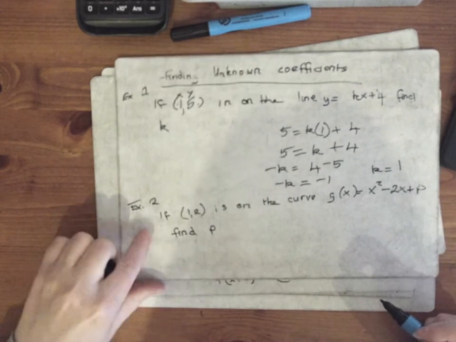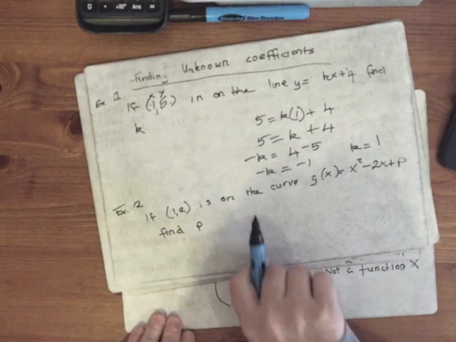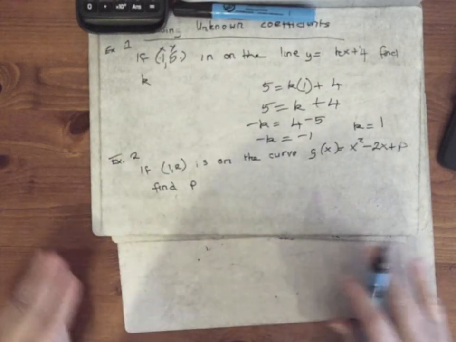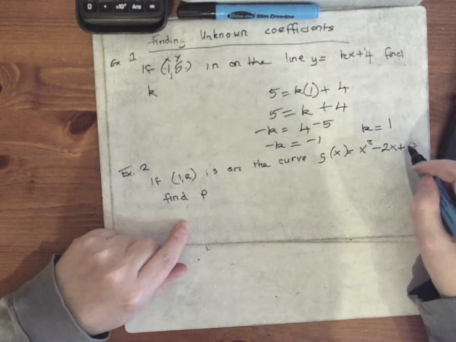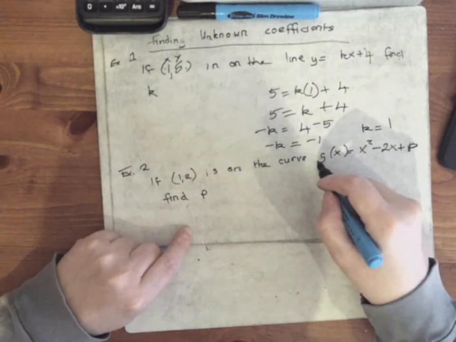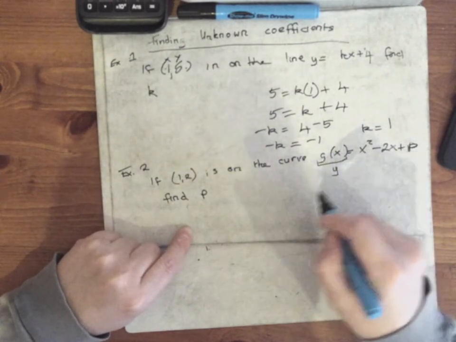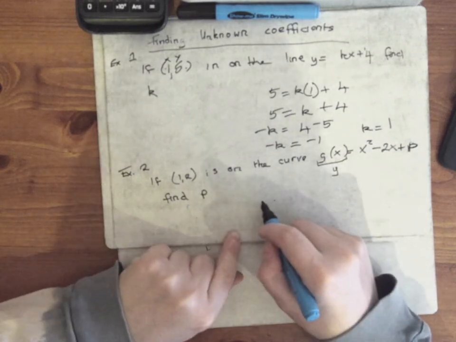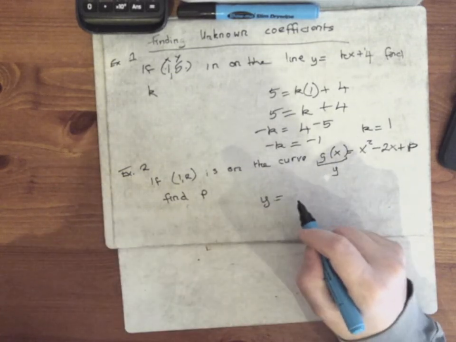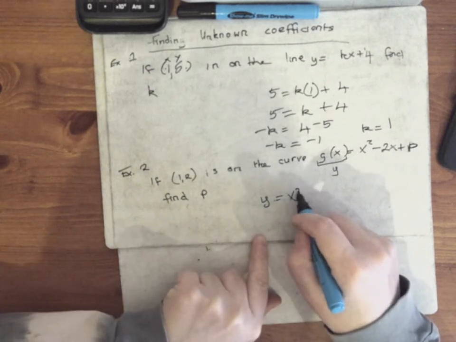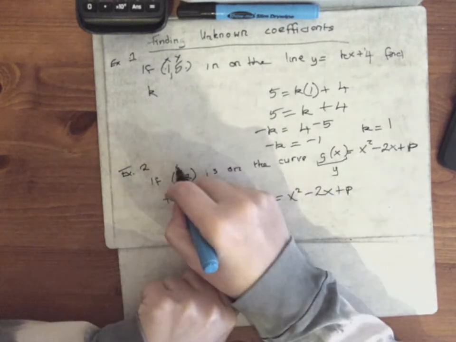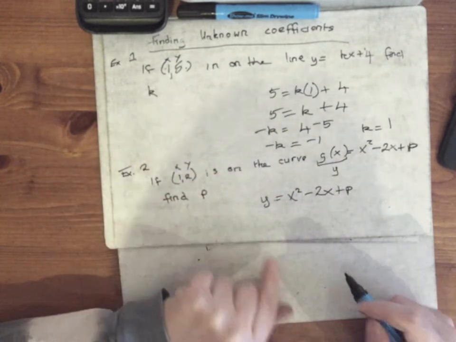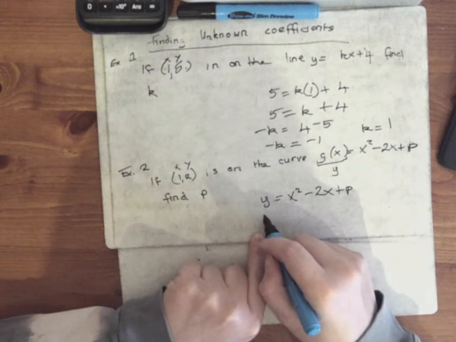A second example. Right, if (1, 2) is on the curve here, again, we're missing the p, so we're missing what that number is. Remember, g of x is another way of saying y. So that's actually y equals x squared minus 2x plus p. So everywhere I see an x, I'm putting in a 1. Everywhere I see a y, I'm putting in a 2.